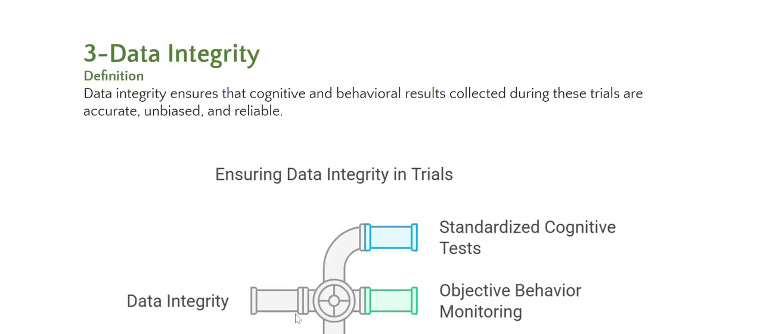Data integrity. Definition: data integrity ensures that cognitive and behavioral results collected during these trials are accurate, unbiased, and reliable. Here is a summarized diagram on ensuring data integrity in trials. On the left, data integrity. On the right, standardized cognitive tests, objective behavior monitoring, and bias analysis.